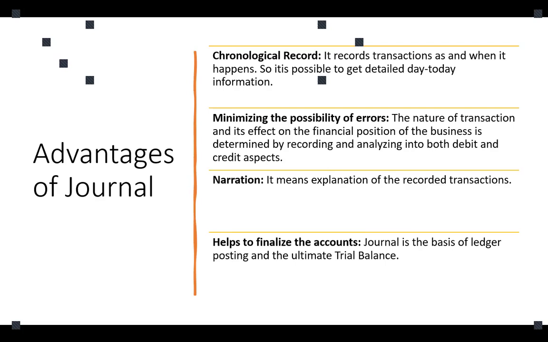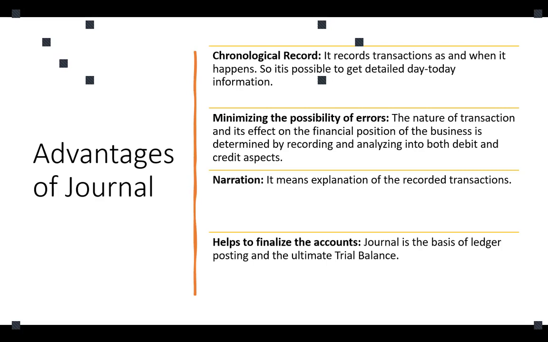What are the advantages of journal? Chronological record. Obviously it records transactions as and when they happen, so it's possible to get detailed day-to-day information. It means if you want an idea about the day-to-day transactions of the business on a specific date, you can get all the details through the journal entry. Because it is recorded in chronological order, you can easily access it.